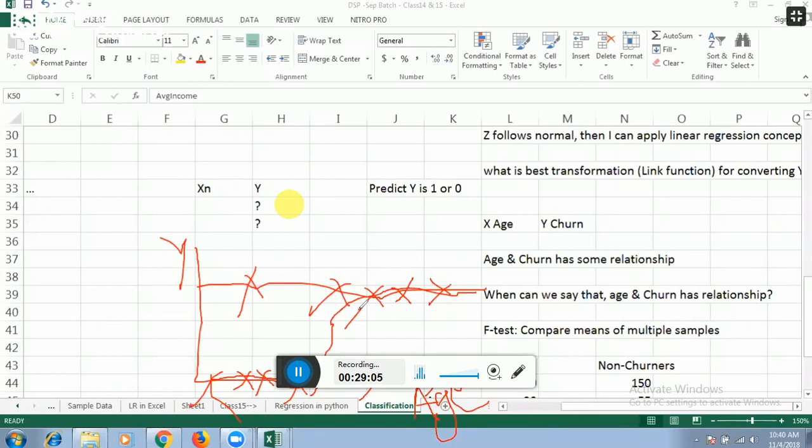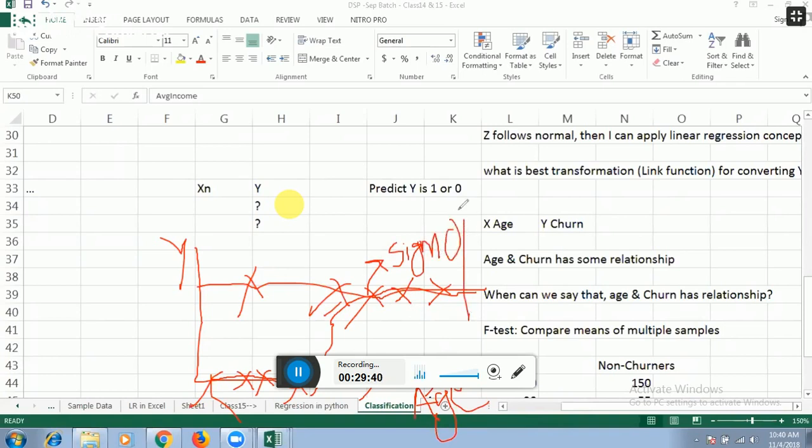So that is the best fit line. If you want to achieve this, then I need to perform some kind of activity around it. So indirectly what I'm saying is, if your Y and X have a relationship, the best fit line for this relationship can be the sigmoid curve. This is nothing but the S curve. The S curve is nothing but the sigmoid curve. Yes or no?